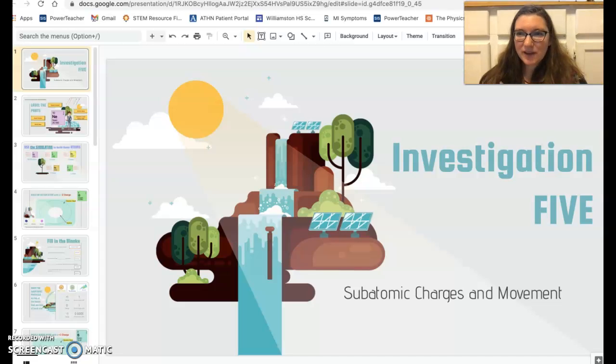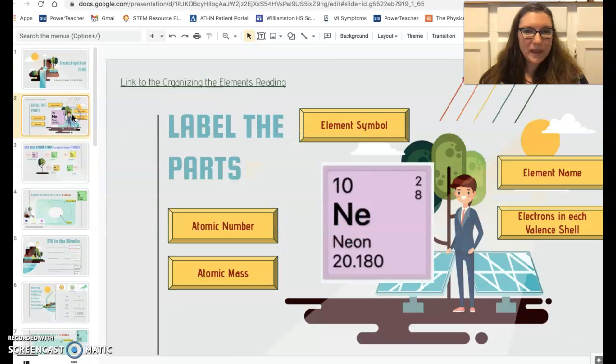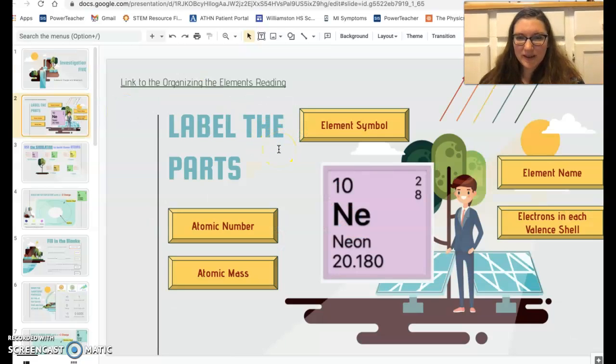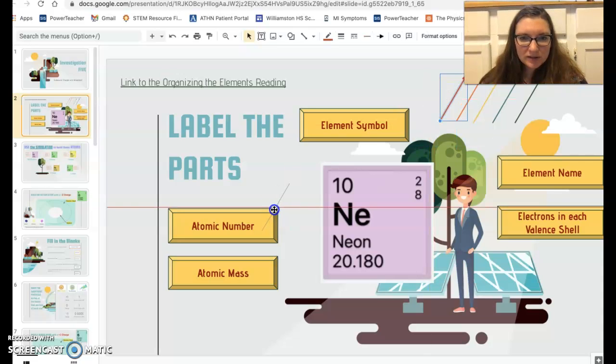Okay, so Investigation 5 is about subatomic charges and movement. So first thing we're going to do is label the parts of the element square and the periodic table. So the atomic number, and you can do this either by moving the blocks or by putting these arrows where they go. That's the atomic number. It tells us how many protons there are.